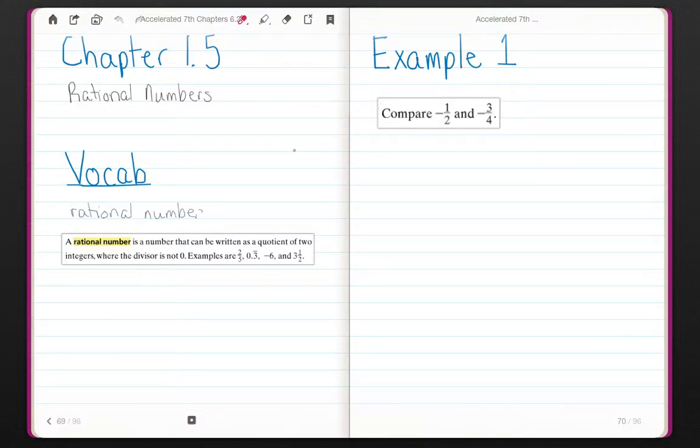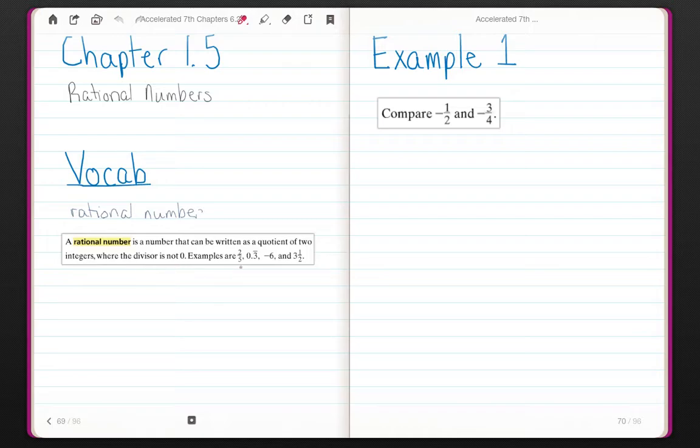Chapter 1.5, Rational Numbers. So we're going to talk a lot more about rational numbers later on in the chapter, but for now, a rational number is a number that can be written as a quotient of two integers. Remember, integers are those counting numbers, positive, negative, and 0. 1, 2, 3, 4, 5, negative 2, negative 3, negative 4, where the divisor, or the denominator, is not 0.